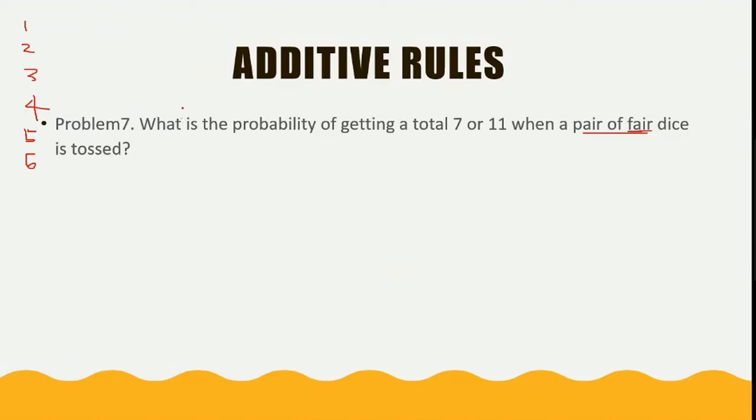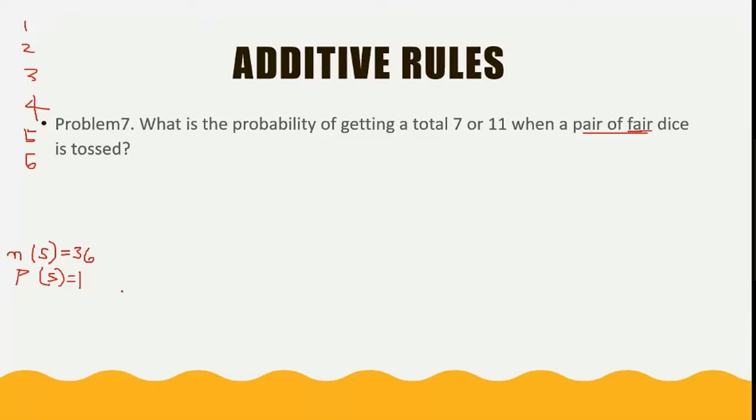That 36 is the number of outcomes in our sample space. So the probability of S is equal to 1, based on our theorem, if you recall our theorems.